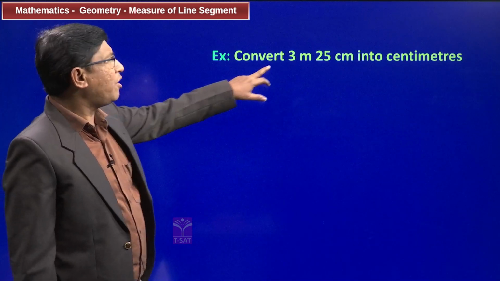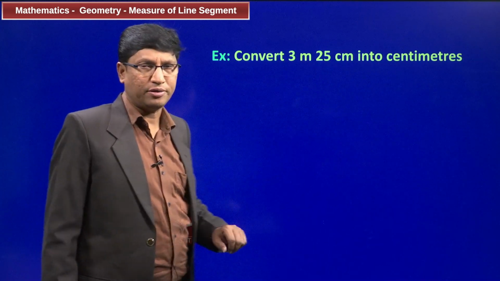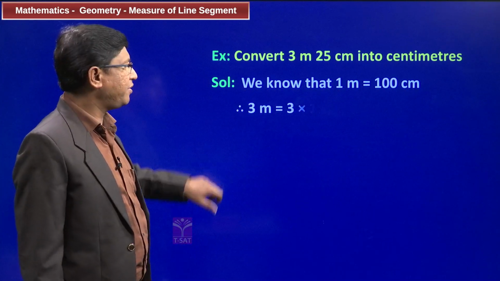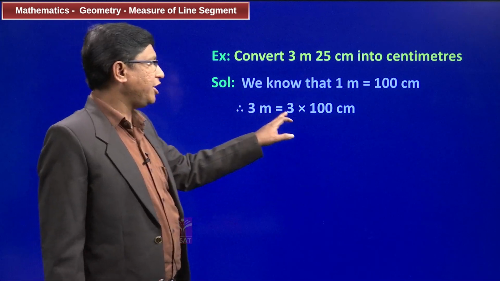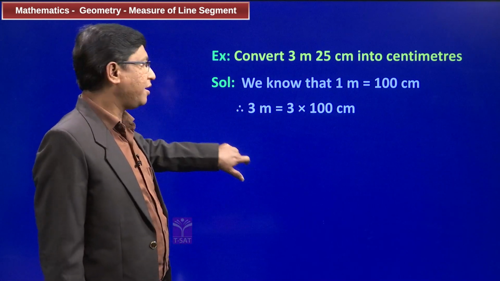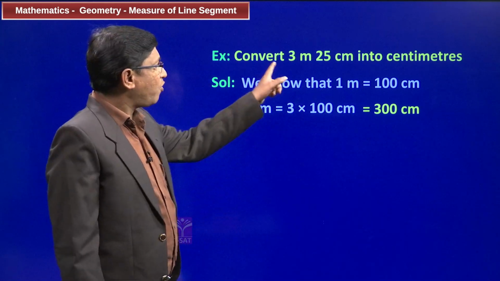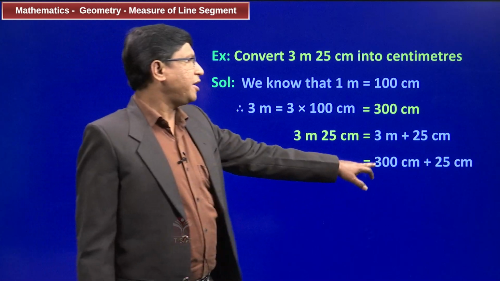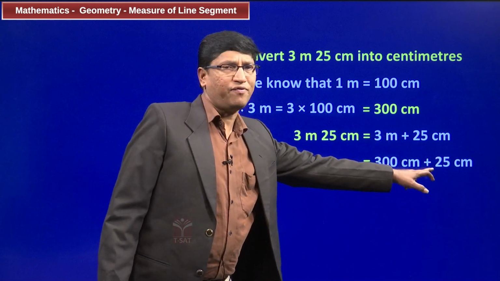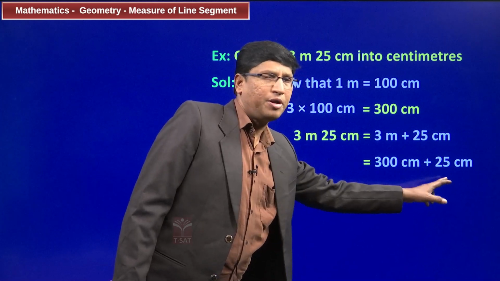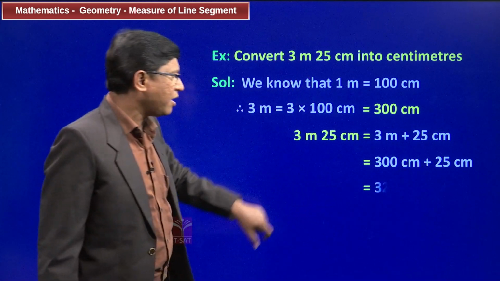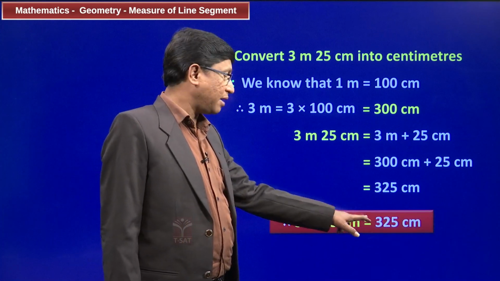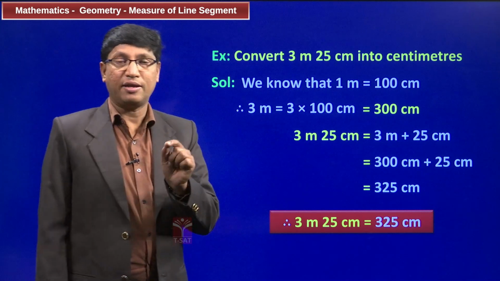So here we'll see converting 3 meters 25 centimeters into centimeters. So 1 meter is nothing but 100 centimeters. We have seen just now the relation between them. But we want 3 meters. That means 3 into 100. How much do you get? It is 300 centimeters. But we want 3 meters 25 centimeters. That means 3 meters plus 25 centimeters. 3 meters means 300 centimeters plus again 25 centimeters. Both are in the same units now, centimeter, centimeter. So I can add 300 plus 25. You get 325 centimeters. That means 3 meter 25 centimeter can be written as 325 centimeters.